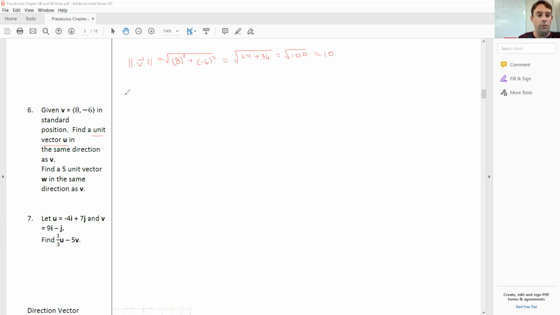So that means the unit vector is going to be whatever the components are of v divided by its magnitude. So 8/10 and -6/10, which is 4/5 and -3/5.